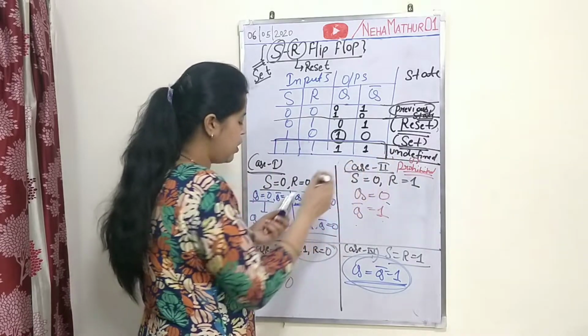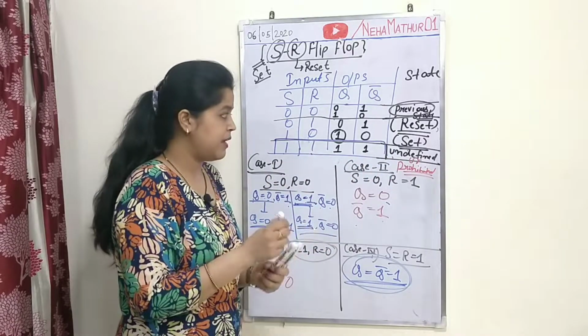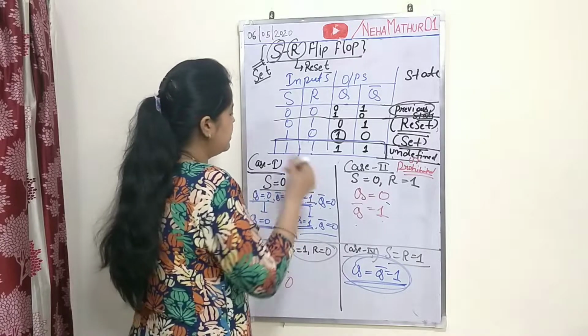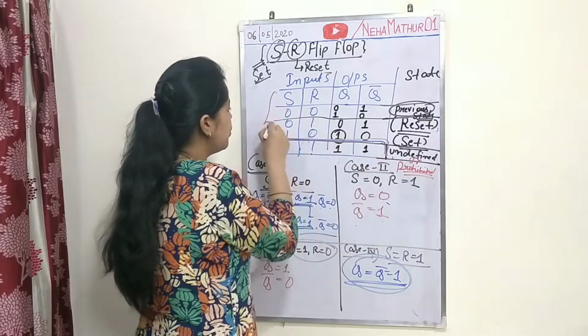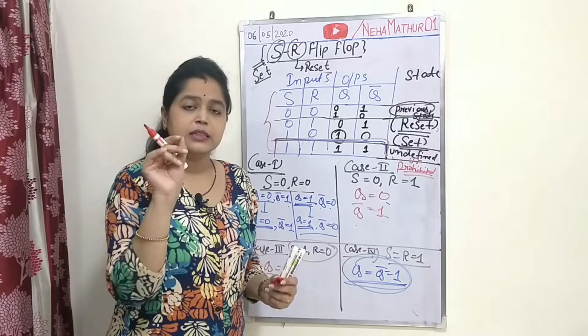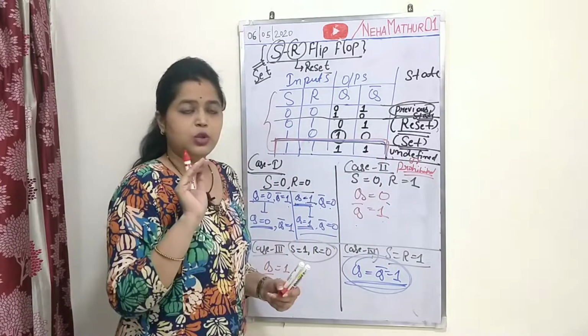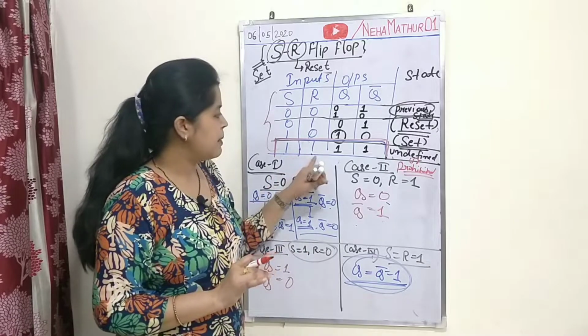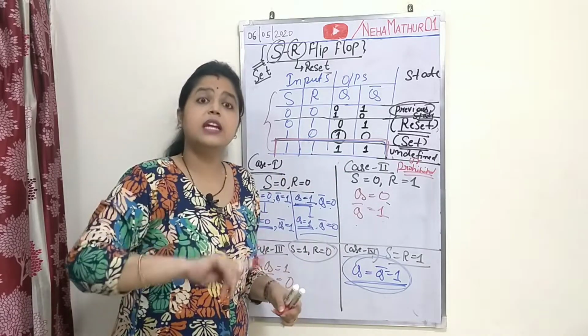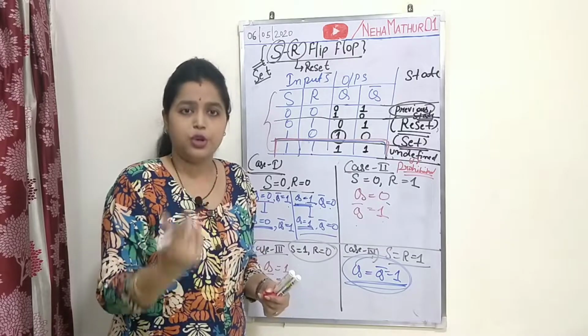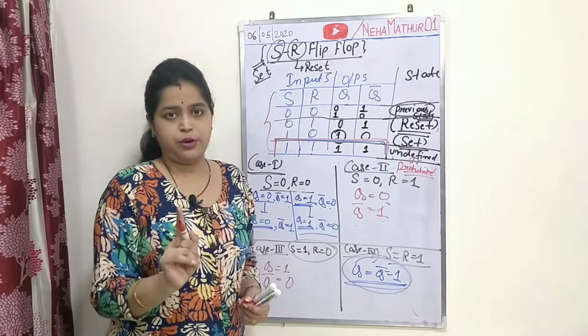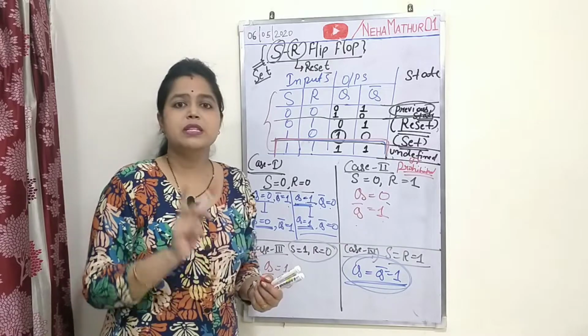The circuit is working well with the initial three cases. There is no issue with the initial three cases. The main issue is with this fourth case. So to overcome the issue coming from this fourth case, the second category of flip flop is introduced, that means your JK flip flop. So the next flip flop is the JK flip flop.